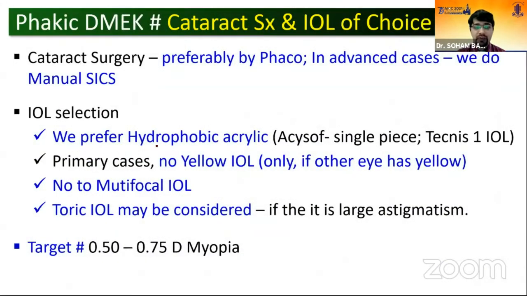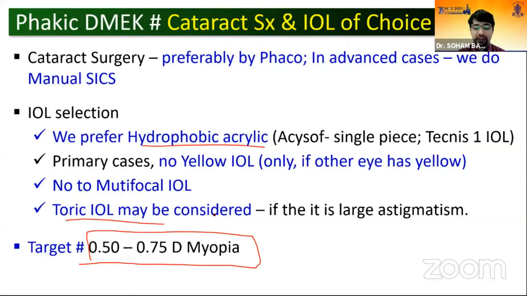And the choice of IOL is very important. Always go for hydrophobic, with a myopia target, but not as much as in DSEK. Toric IOLs may be considered in very clean cases of Fuchs, but it is better to avoid multifocal IOLs.